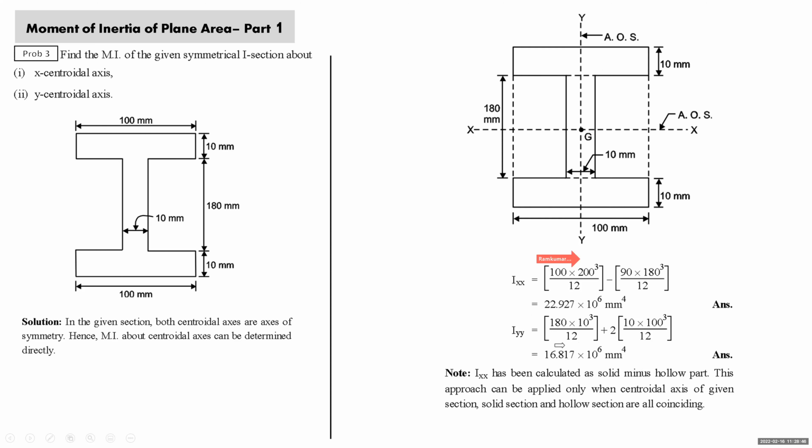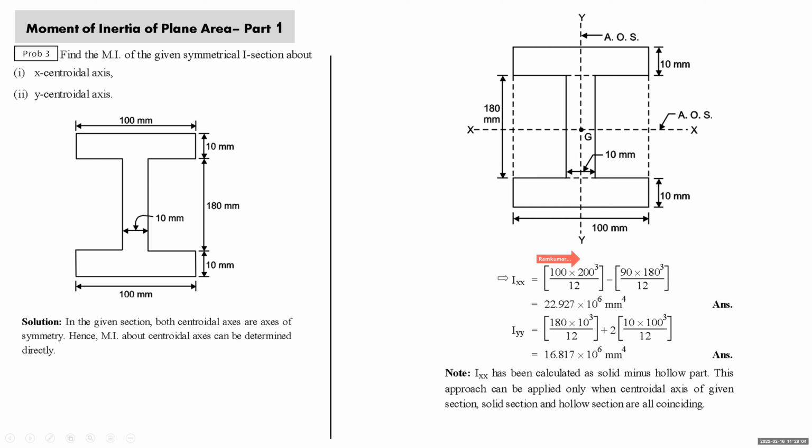So 180 into 10 cube by 12. Again I repeat: this component coincides with YY, so its moment of inertia is found directly, 180 into 10 cube by 12. This component about YY is 10 into 100 cube by 12, and this component is also 10 into 100 cube by 12, so we took it twice. So this way we got the moment of inertia.